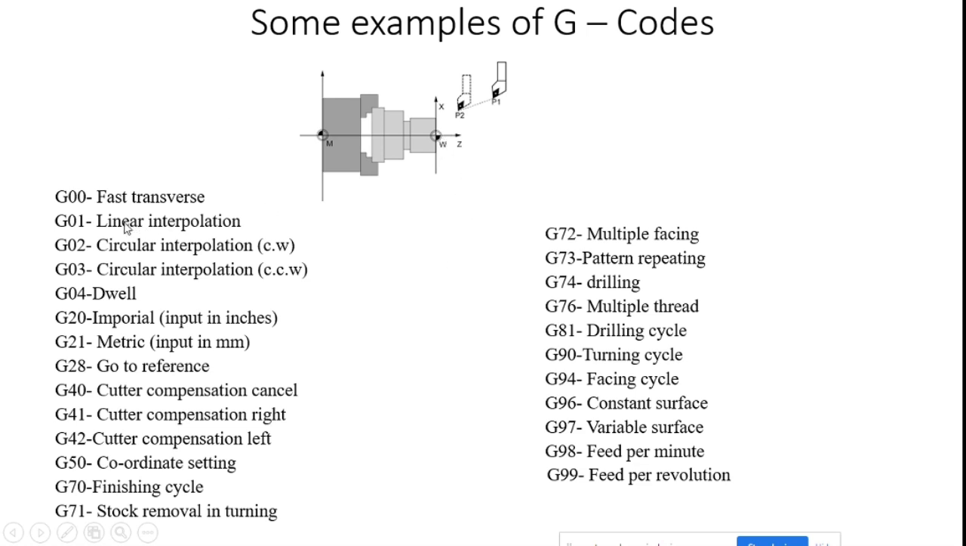And then G01, which means linear interpolation. The interpolation has two types: linear interpolation and circular interpolation. If I want to move the tool in a straight line, I utilize linear interpolation.